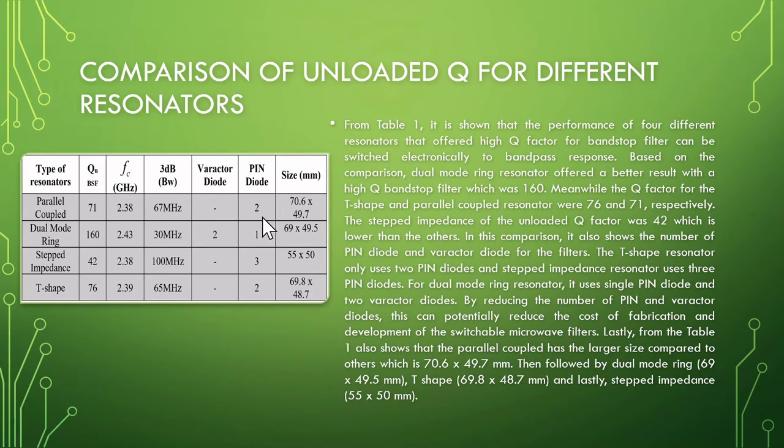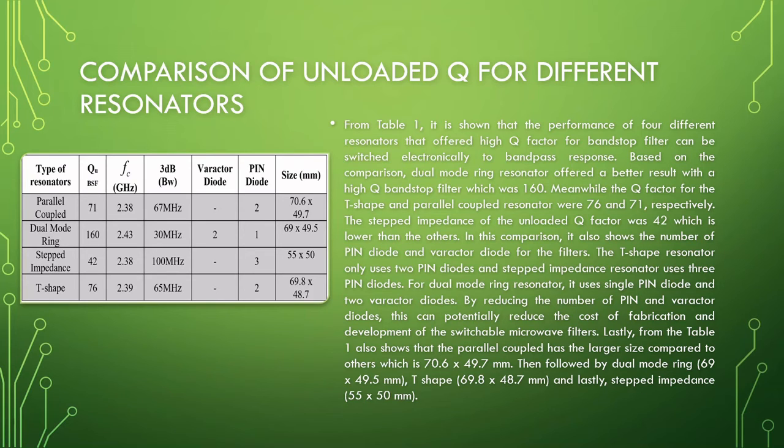And also in terms of comparison, we compare the size of the filter. From table 1, it is shown that the performance of 4 different resonators offered high Q factor for bandstop filter, which can be switched electronically to bandpass response. So based on the comparison, the dual mode ring resonator offered a better result with a high Q bandstop, which was 160. Meanwhile, the Q factor for the T-shape and parallel couple resonator was 76 and 71 respectively. The step impedance unloaded Q factor was 42, which is lower than the others.